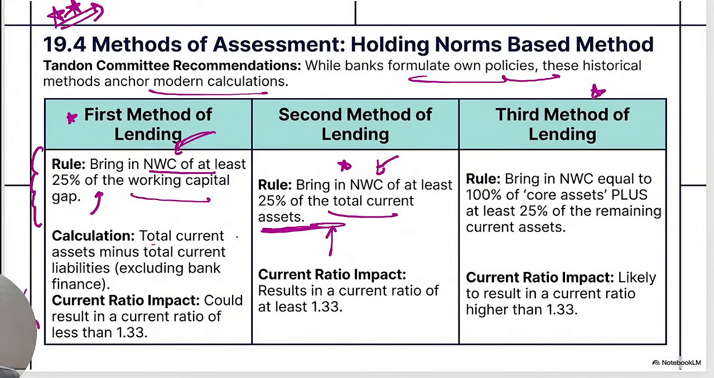The third method says bring net working capital equal to 100% of core assets, okay, cash or receivables and all, plus 25% of the remaining or other current assets. So these are the three rules which we generally follow whenever any company is applying for working capital finance. Did you get this particular one, guys? Yes or no? And Harshal sir, did your doubt get cleared?